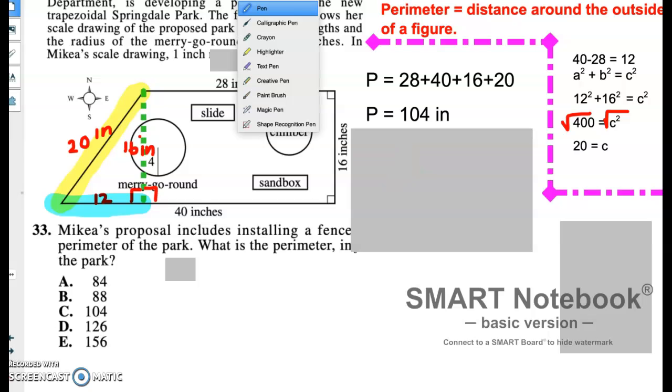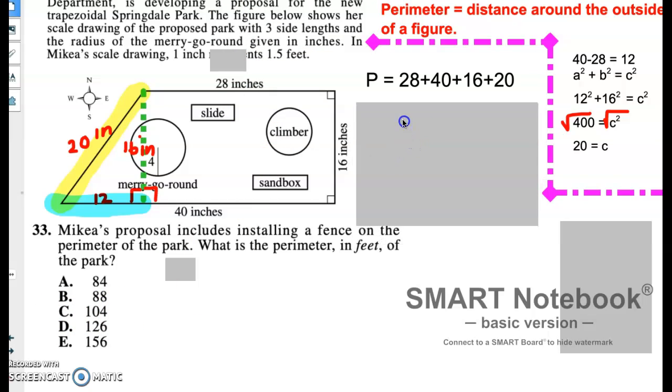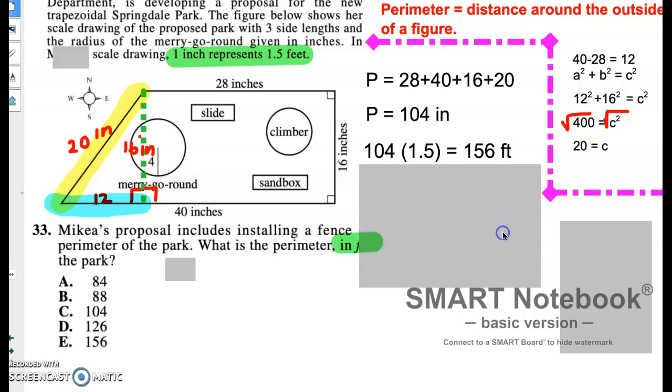Now here's where we need to be careful. 104 is a choice here for the answer, but it is not the correct answer, because looking back at the question, they want our answer in feet. So the problem tells us that in the scale drawing, 1 inch represents 1.5 feet. So we need to take our 104 inches and multiply it by 1.5 to figure out how many feet of fencing that we need. When we do that, the correct answer is E, 156 feet.